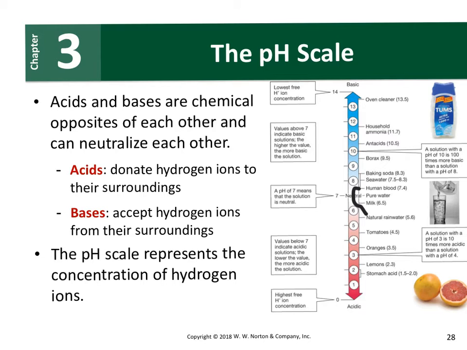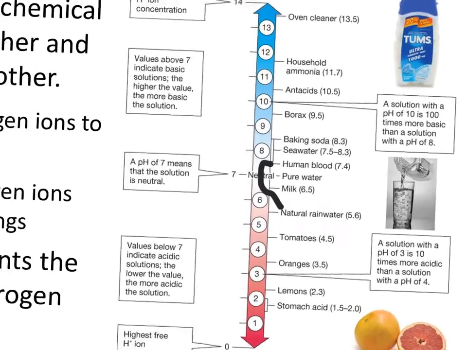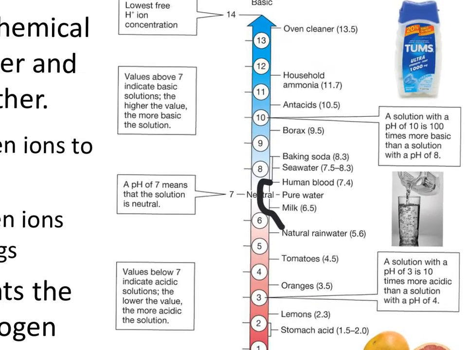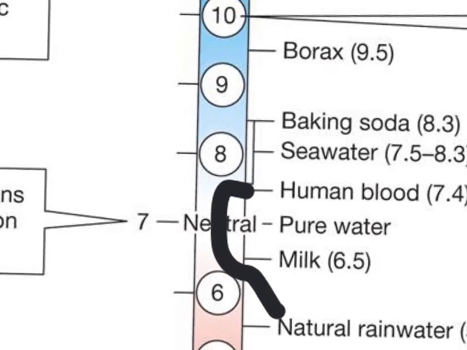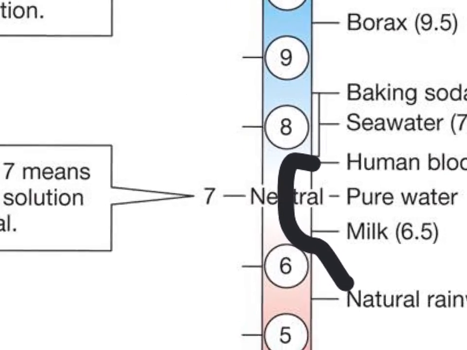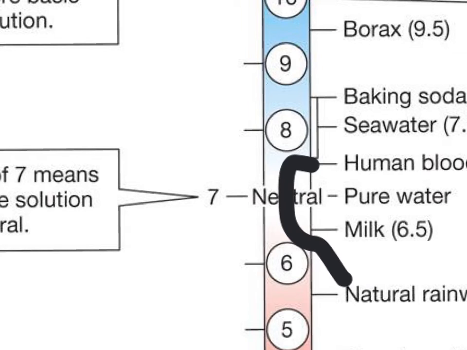So the pH scale represents the concentration of hydrogen ions. And human blood, as you can see, has a pH of about 7.4. Neutral is at 7. So when the pH of, let's say, our blood gets out of whack, it puts us in a really dangerous situation.